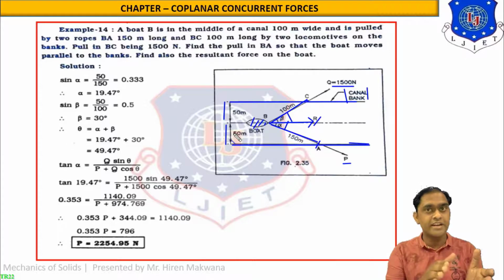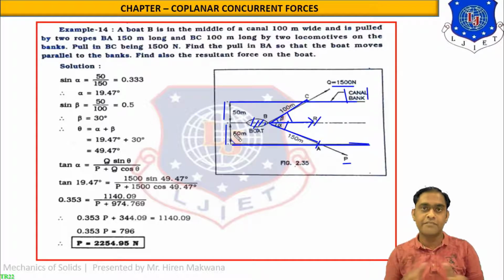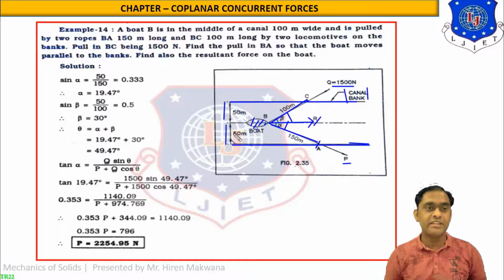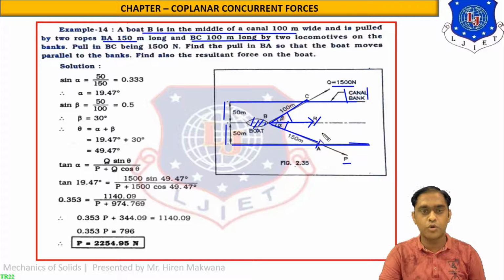Now read the data carefully and then watch the figure again. Then the figure will be clear and we will start the numerical. So what is given in example number 14? It is given that a boat B is in the middle of a canal 100-meter wide. So boat B is exactly in the middle of a canal of 100-meter width. Middle means 50 meter, 50 meter, two partitions, and it is pulled by two ropes, BA 150 meter long and BC 100 meter long, by two locomotives on the banks. So C and A are two locomotives.